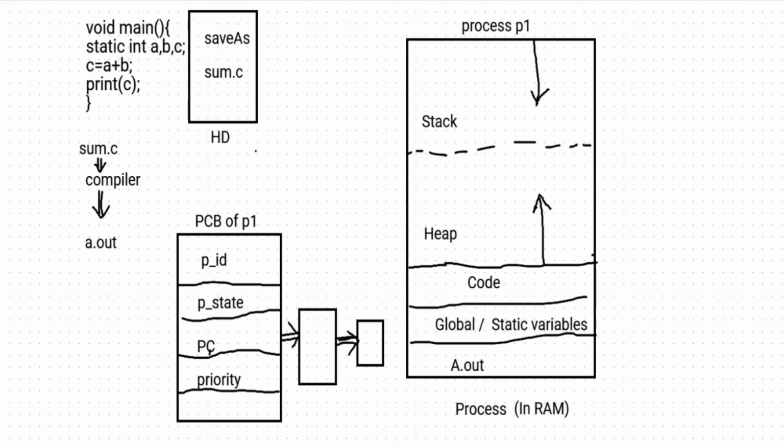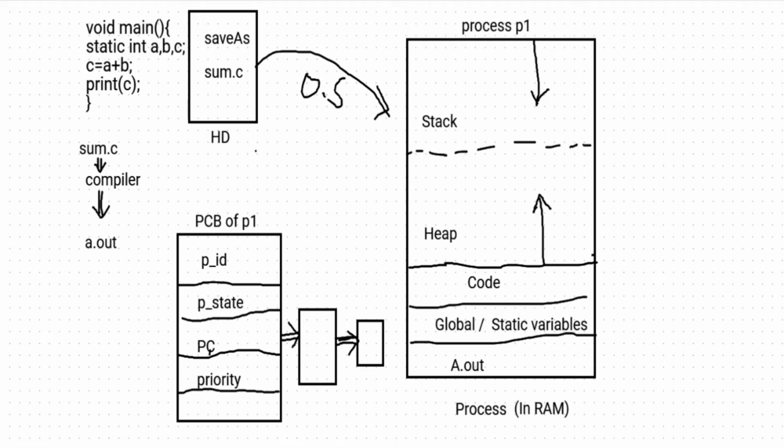Okay, this program from the hard disk is brought to the primary memory by the operating system. This is the work of an operating system, to bring this program from the hard disk to the primary memory. As soon as it comes to the primary memory, it becomes the process. Okay, OS brings the program from the hard disk and puts it into the data structure called process.